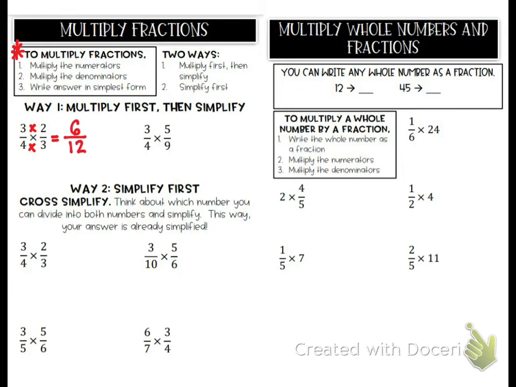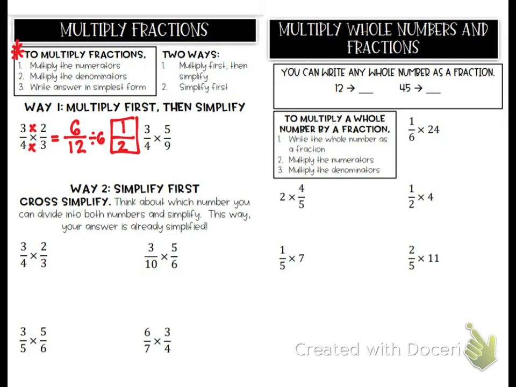Now we need to simplify. So I'm going to find both of those numbers on the same line on my multiplication chart. I find them on the 6th line. So 6 divided by 6 is 1 and 12 divided by 6 is 2. So 6 over 12 is also 1/2.